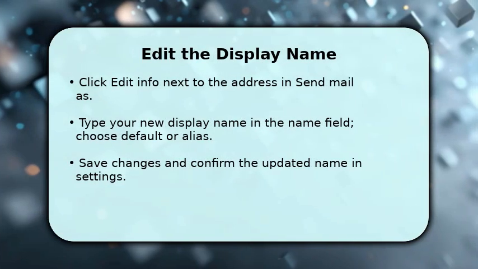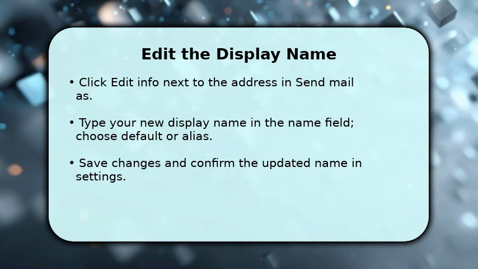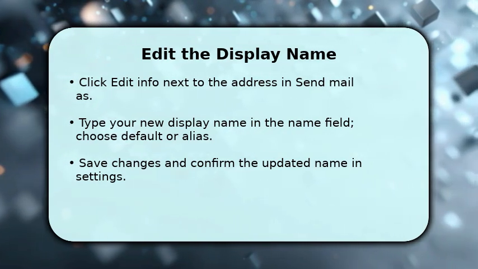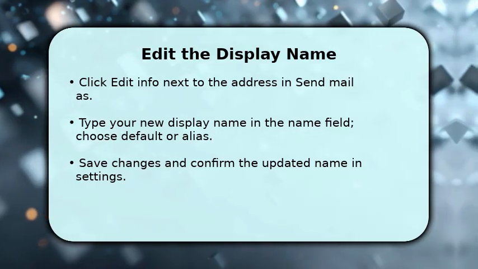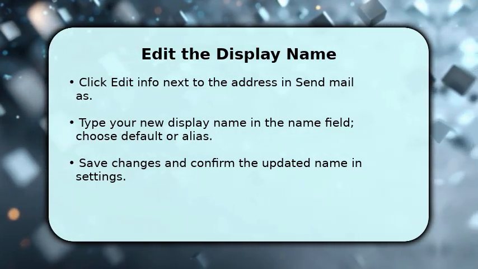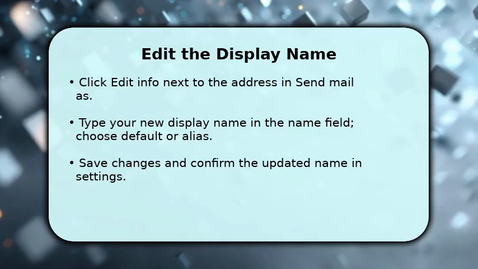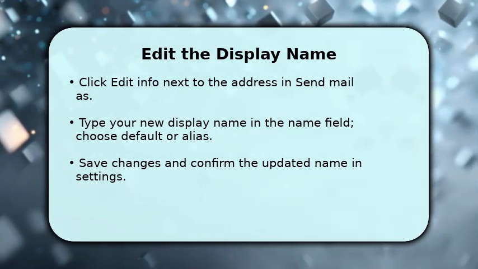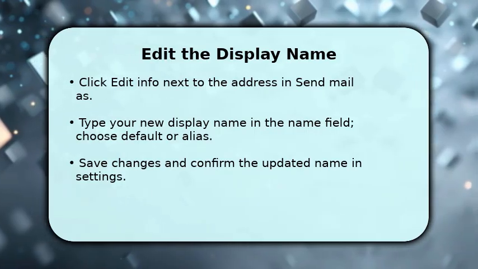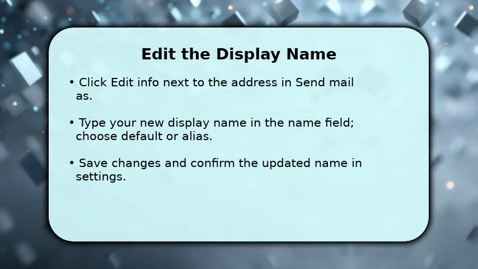Now you'll change the name itself. Click Edit Info next to the relevant address in Send Mail As. In the dialog, type the new display name exactly how you want it shown. You can also select an alias if you've added one. Once entered, choose the radio button for the new name and click Save Changes. This writes the new display name to outgoing messages.